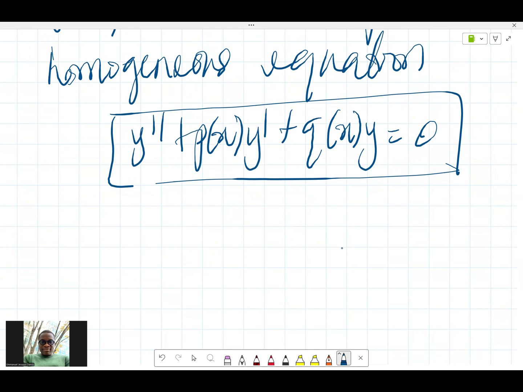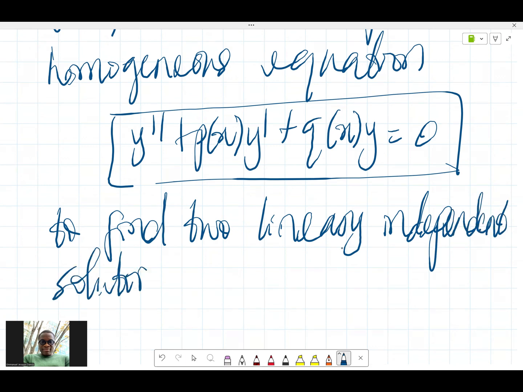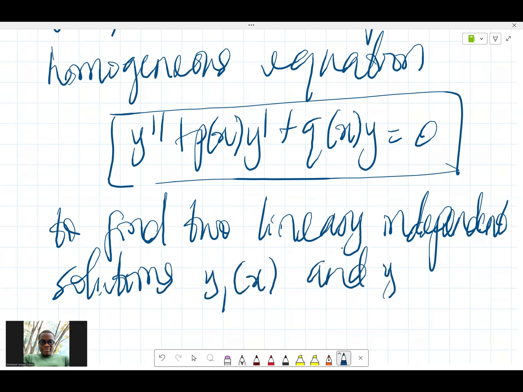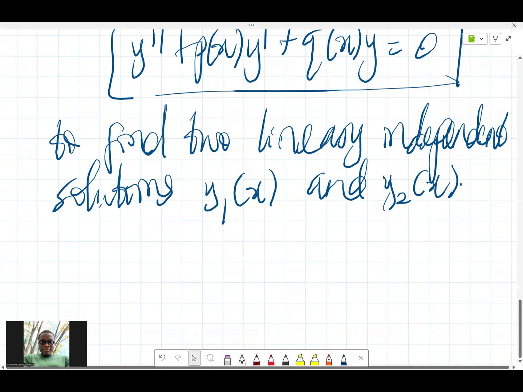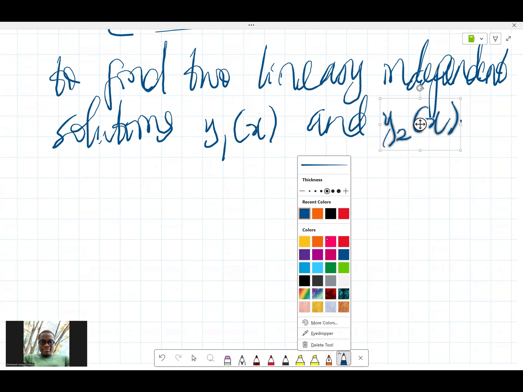When you solve this, you find two linearly independent solutions, y1 of x and y2 of x. That's really important. Those y1, y2 are really important, so pay attention. And then we go ahead to step two.